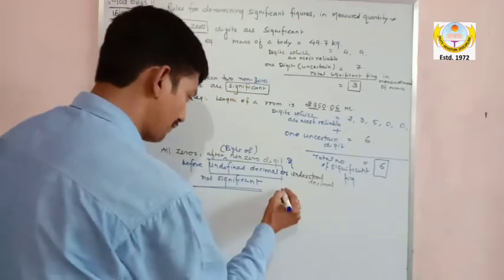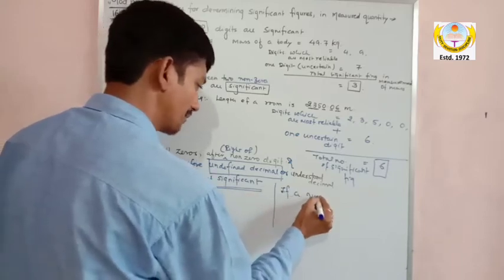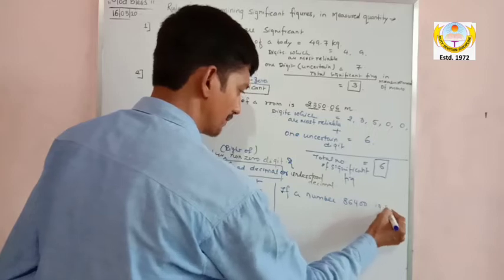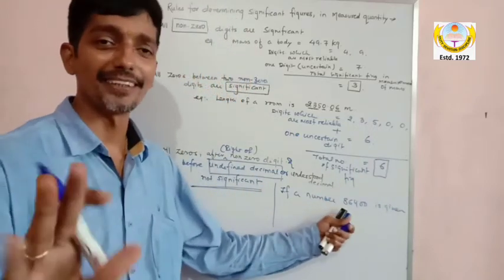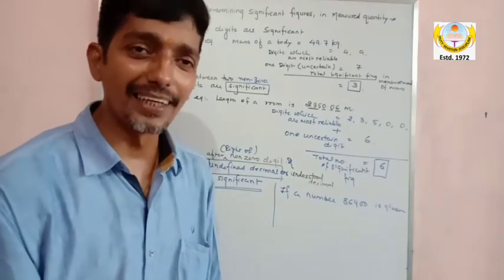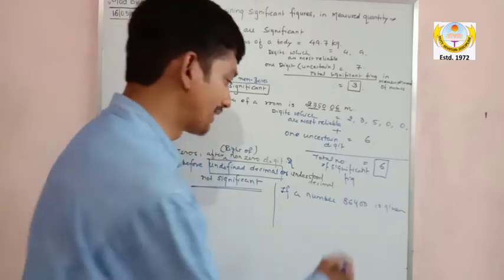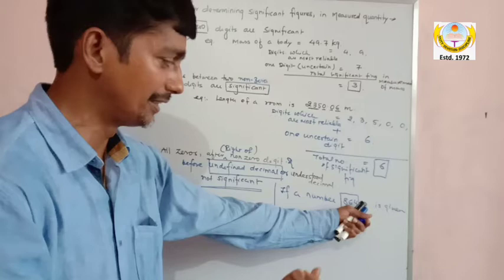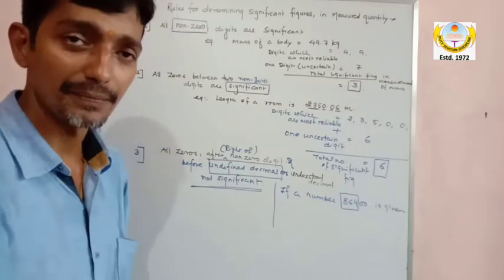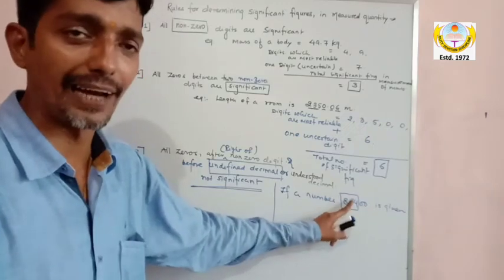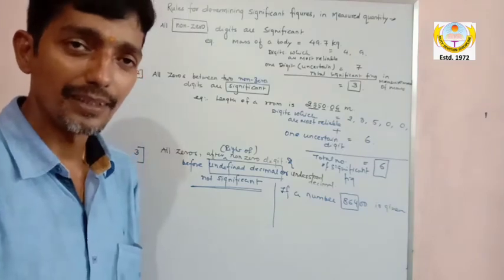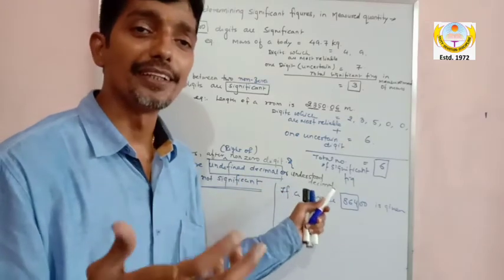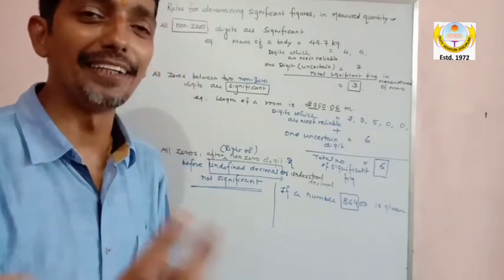Now here, my dear, if a number 864000 is given, you know how many digits are significant. Only three digits are significant. And these two zeros after the non-zero digits are not significant, my statement says. The zeros to the right of the non-zero digits are not significant because they are before an understood decimal or undefined decimal.